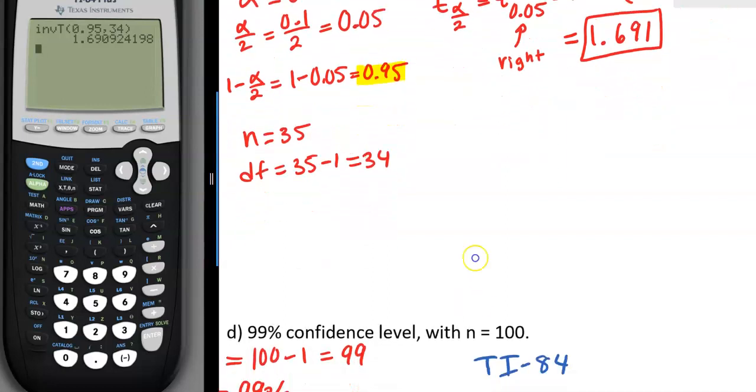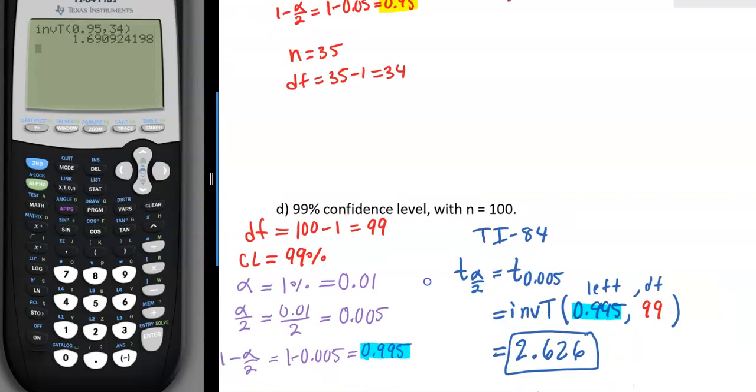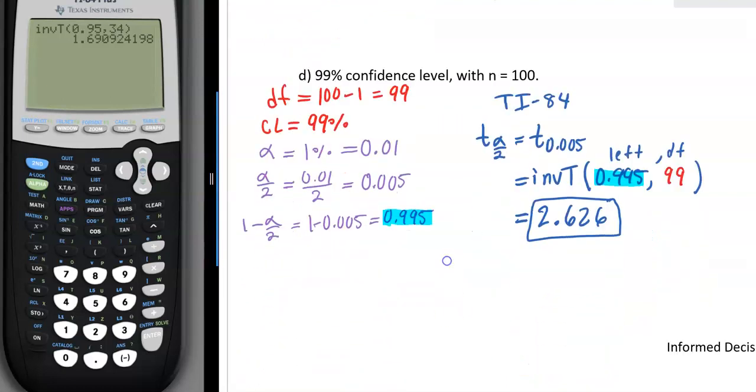There is one more example with 99% confidence level. I have the result here. So go ahead and give it a try on your own, and then check with this result and see if you get the same thing. And so I'm going to stop right here.